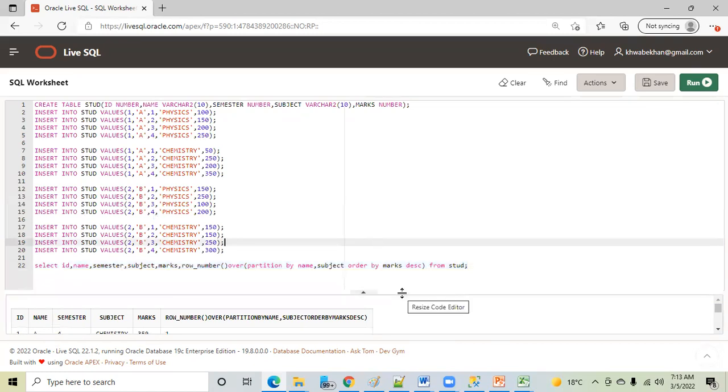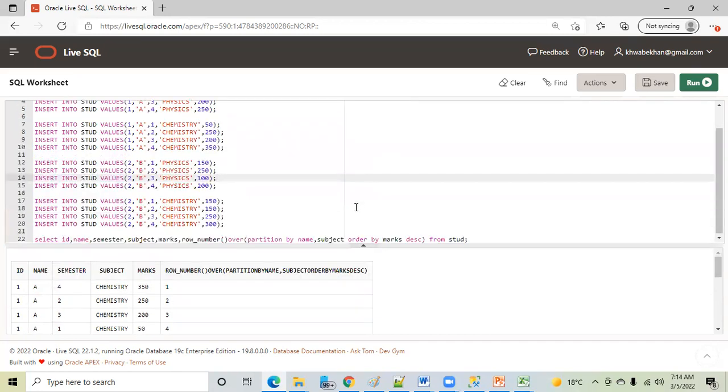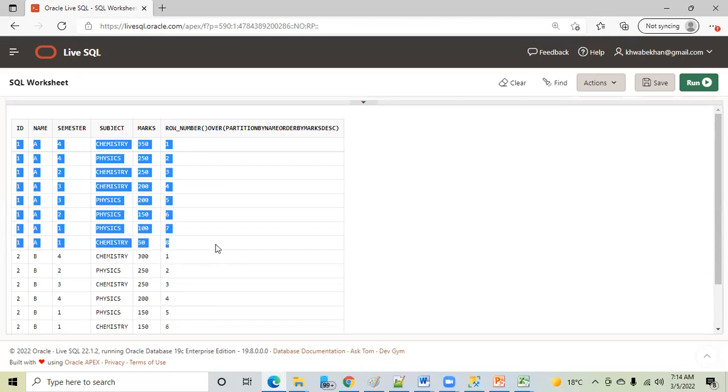Okay. Now, this is clear, no? Now if I ask you to tell me from this example one demerit of this row number, can you find some demerit of this? What is the demerit of this row number? Who will tell? Come on. Take your time.